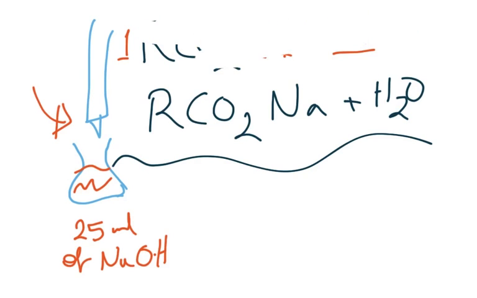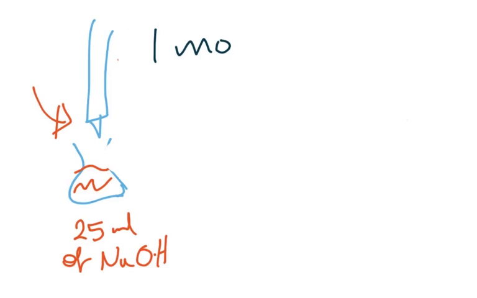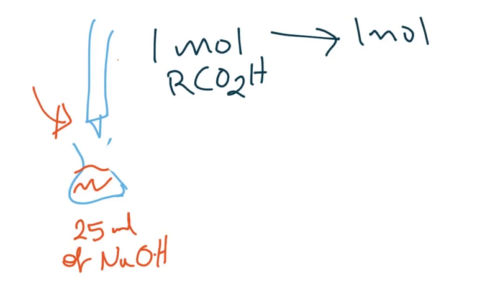Okay, great. So we can say that for 1 mole RCO2H, we will have 1 mole NaOH. Remember that in the previous question we had a number of moles. Now, for this number of moles, let me calculate mine.